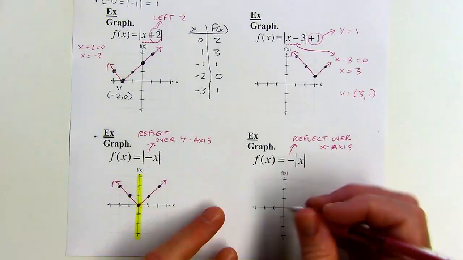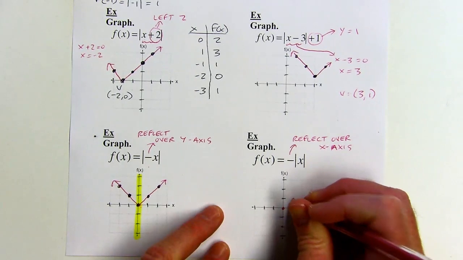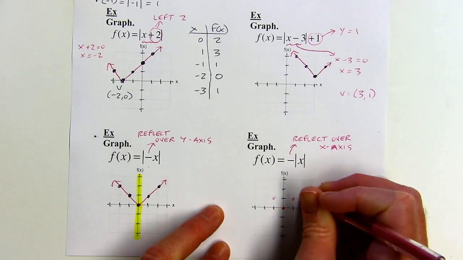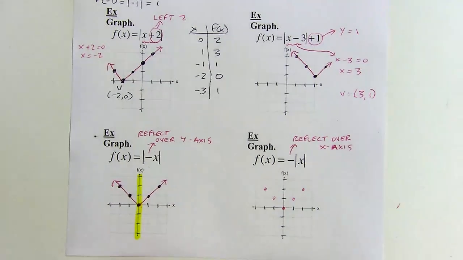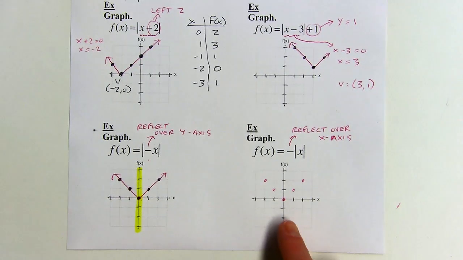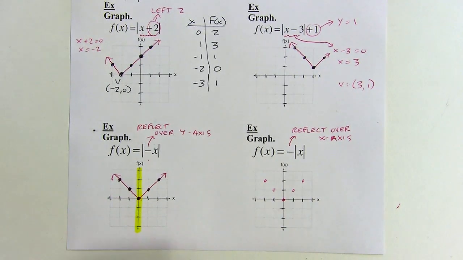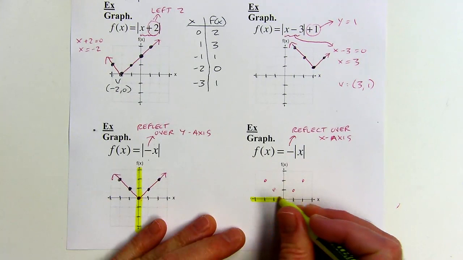Okay, so I'm just going to put the little points for the parent graph first. There's nothing added or subtracted to these, so the vertex is still going to be 0, 0. I know that. But let's think about reflecting over the x-axis now.